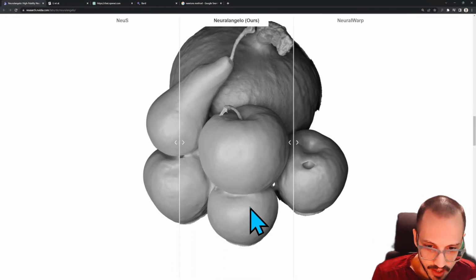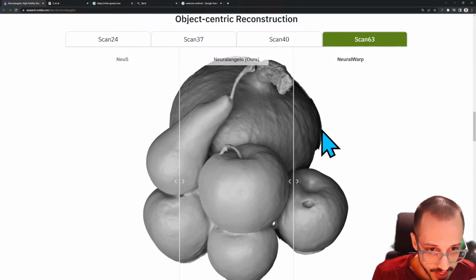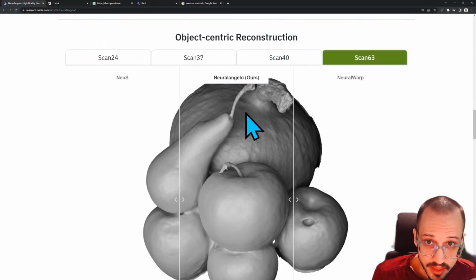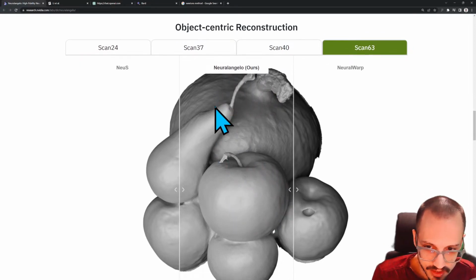And you can see how, for example, here neural warp, you can see how there are holes in this mesh. There are obviously issues. There are artifacts here. You see how this edge looks a little weird. But here in their method, Neuralangelo, it looks quite smooth. It looks quite crisp and clean and complete.